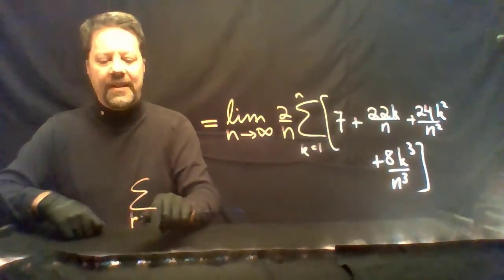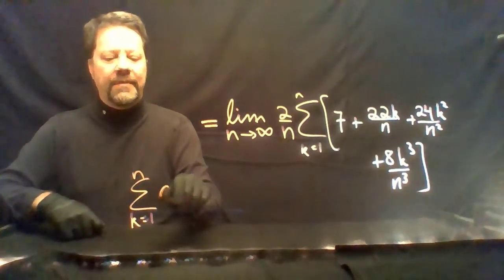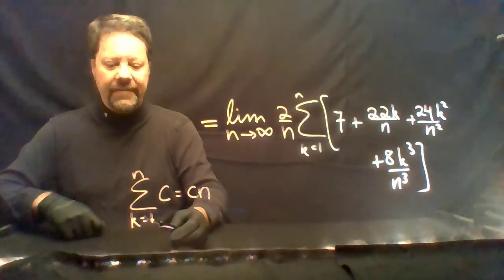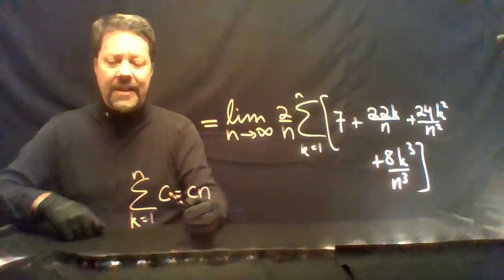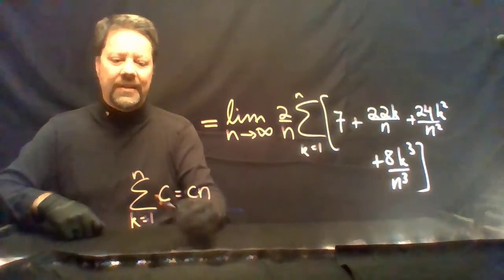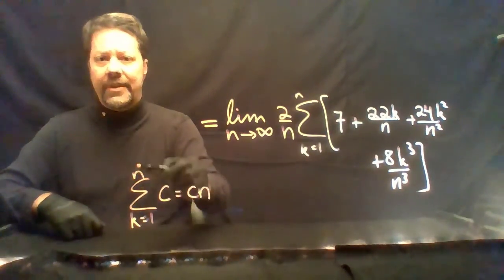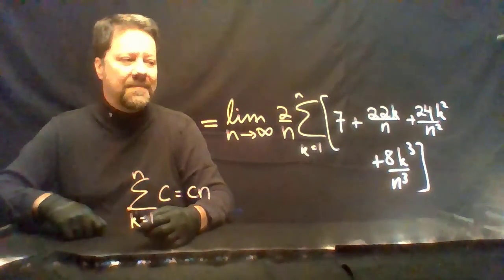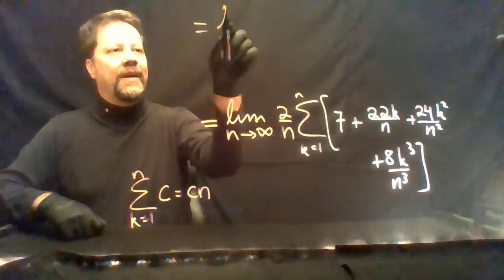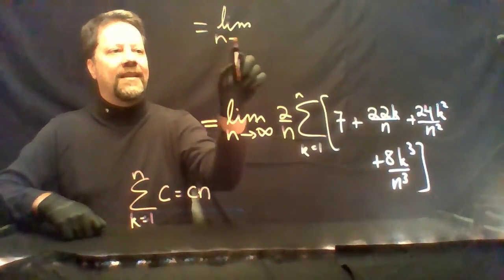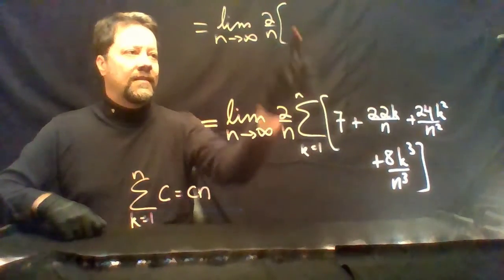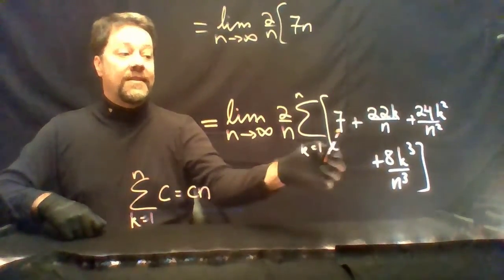Remember that if you have the sum as k goes from 1 to n of some constant, you get a constant times n. For each of these indices k, you're just adding c, so it's c plus c plus c, however many times there are for that index, in this case, in different values for the index. We're going to have the limit as n goes to infinity of 2 over n, 7n.